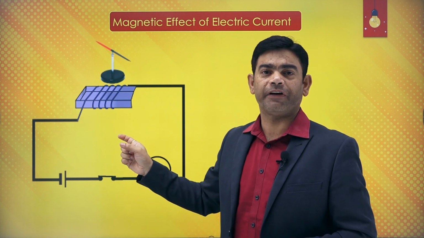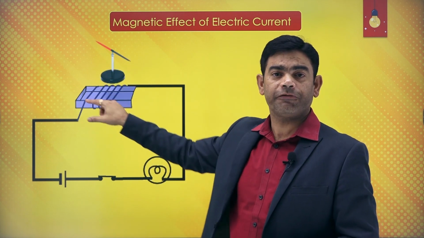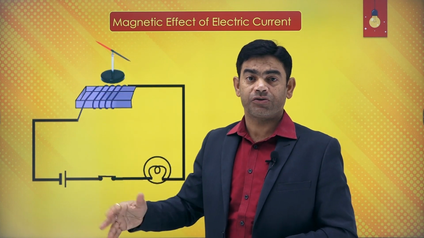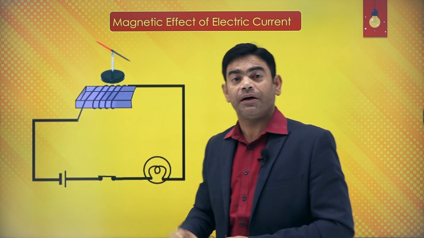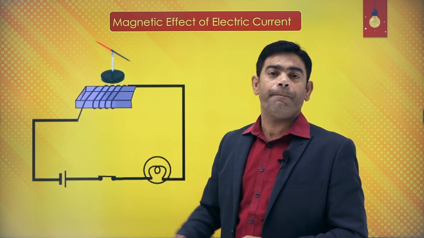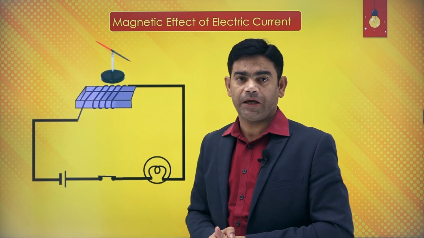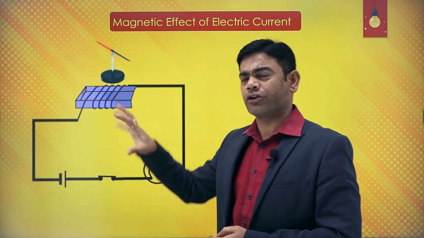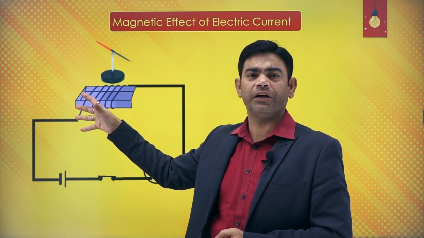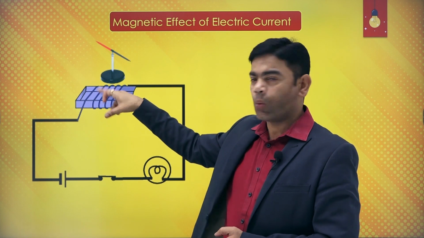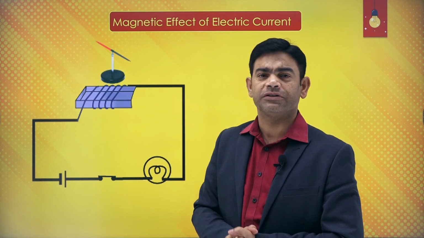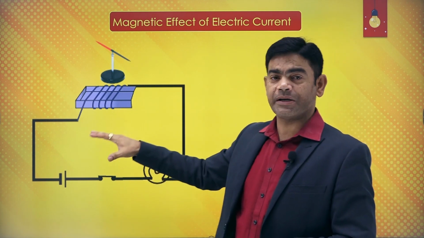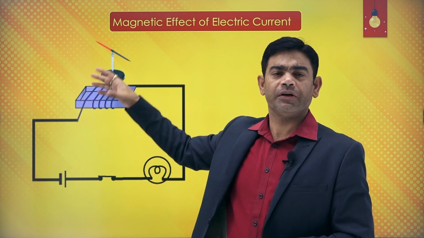The reason is the magnetic effect. This coil is producing a magnetic field around itself. Due to this magnetic field, this compass deflects. So this was a demonstration to show that a current carrying conductor produces a magnetic field around it. How strong the magnetic field is depends upon the current flowing and the shape of the wire. You are going to study that in more detail in higher classes. But at present, whenever my circuit is on, when a current flows through a conductor, it produces a magnetic field.